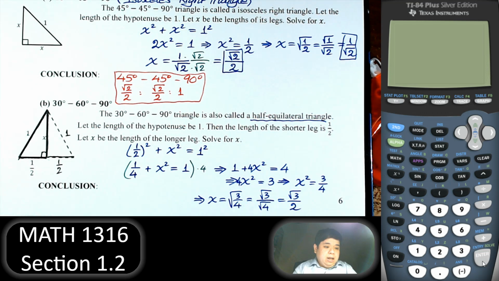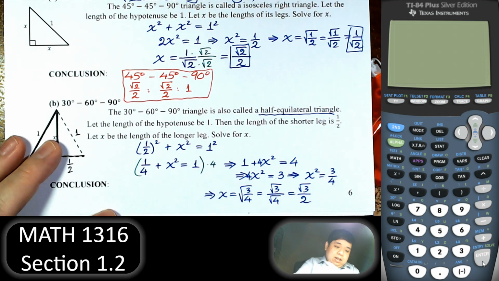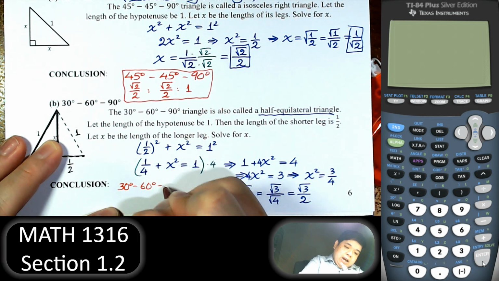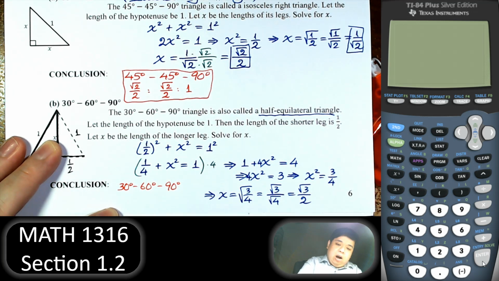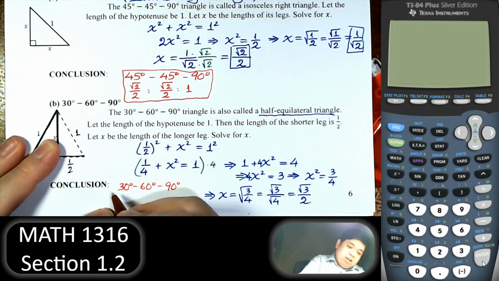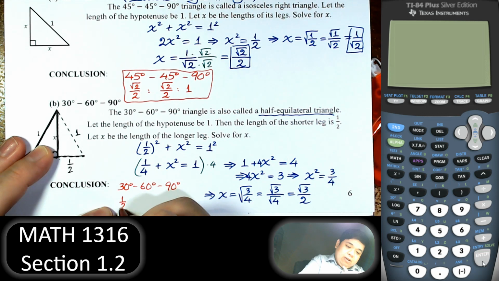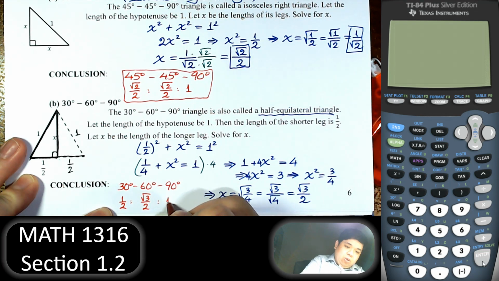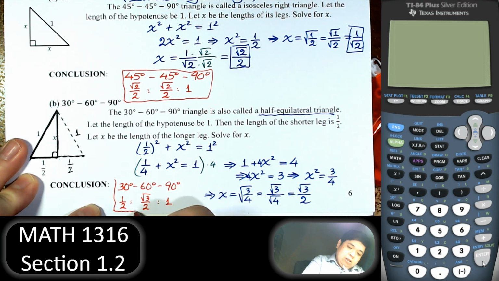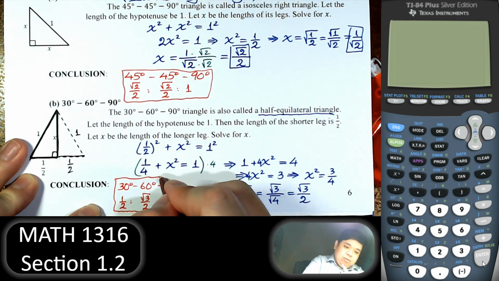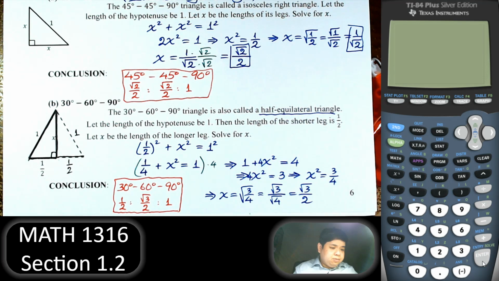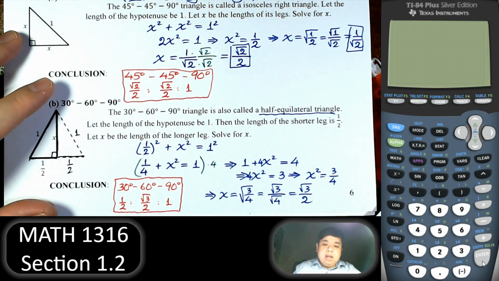Right. So the conclusion here is opposite to 30 degrees, 60 degrees, and 90 degree angles are the sides of length 1/2, square root of 3 over 2, and 1. So those are the two special right triangles. Let's look at some examples.